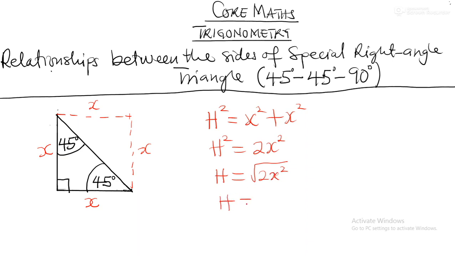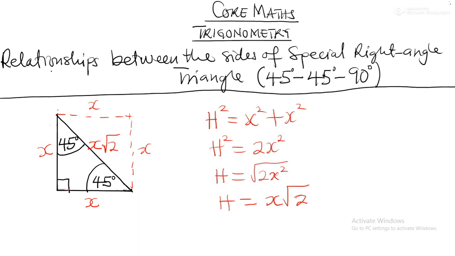So our h will be equal to what? We can find the square root of x squared exactly, but we can't find the square root of 2 exactly. So we are going to have x root 2. So our h, which is the hypotenuse, is x root 2. This is also the relationship between the sides of a 45, 45, 90 right angle triangle.